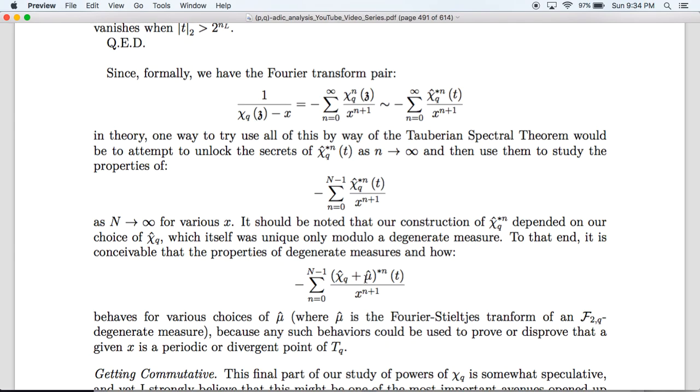Now, to that end, it's also conceivable that we might need to exploit the properties of degenerate measures. Namely, if we get chi_q hat, we can then change chi_q hat by any degenerate measure mu hat, and we would still get a Fourier transform. And so if we can prove or disprove that any x is a periodic point with any particular choice of mu hat, any of them will work. So it may be the case that we need to exploit the properties of those degenerate measures in order to get the most bang for our buck out of our Tauberian spectral analysis.